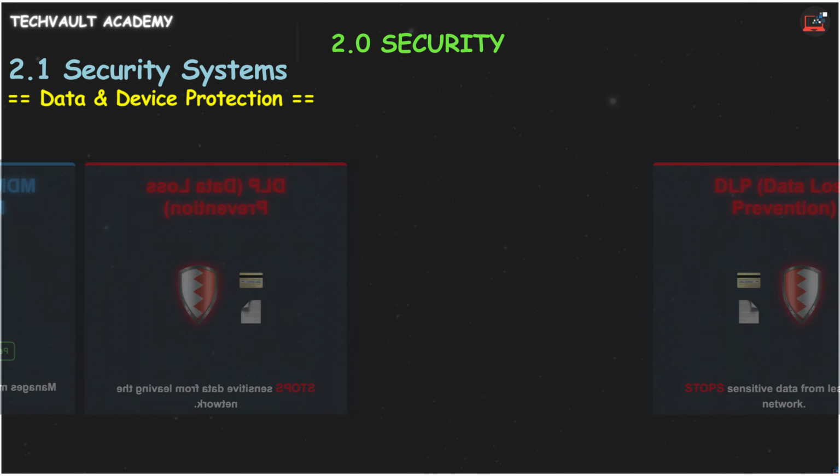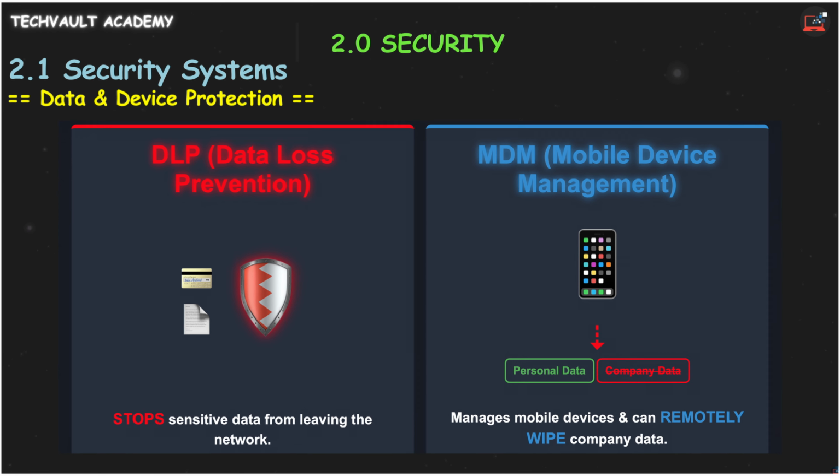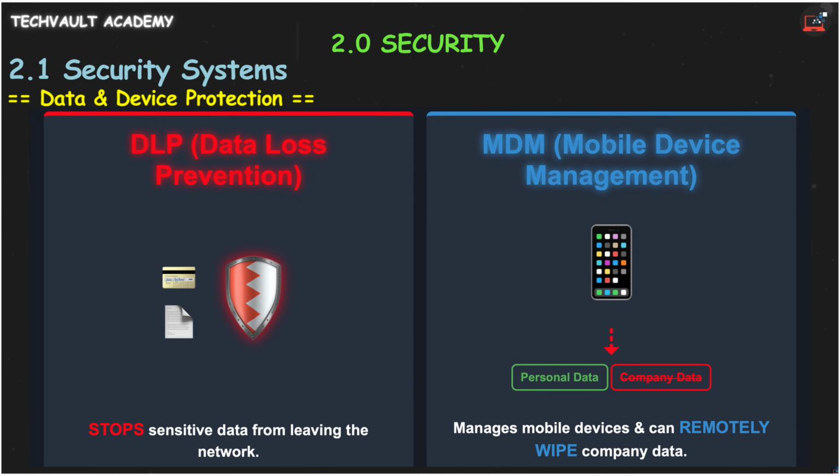To protect our data and devices, we use Data Loss Prevention, or DLP, a system that stops sensitive data, like credit card numbers, from leaving the network. For phones and tablets, we use Mobile Device Management, or MDM, a central console that can enforce security policies and, critically, remotely wipe company data from a personal device if an employee leaves.